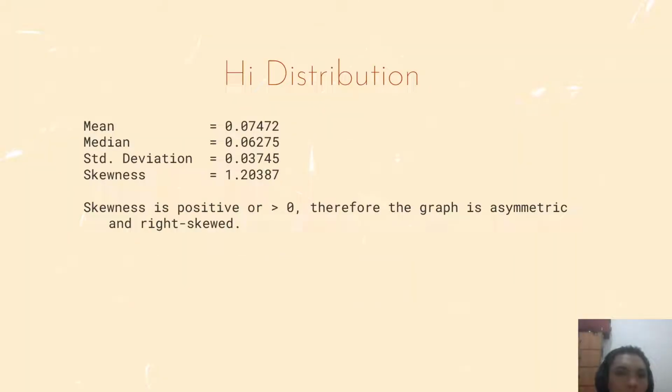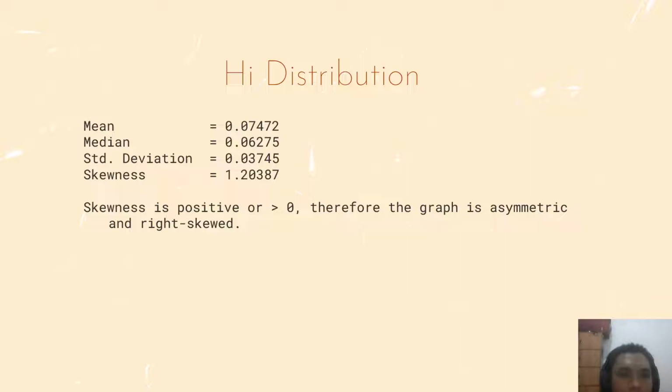And now we're going to talk about the high distribution. We're going to examine the skewness for each of the high and volume distributions. And I'm going to present the normal distribution of each value as well.